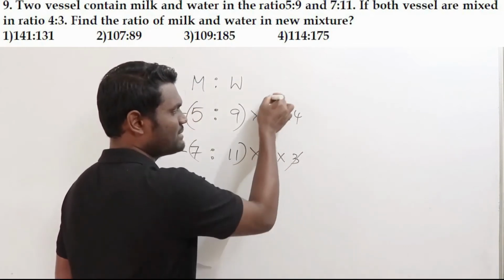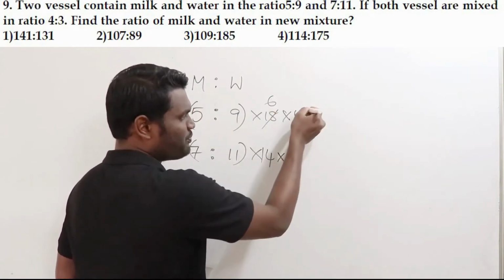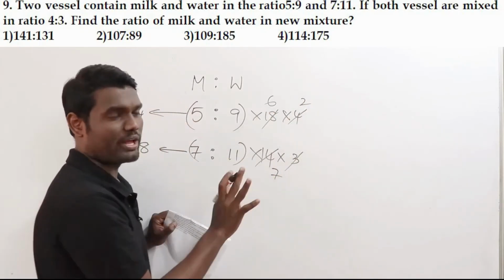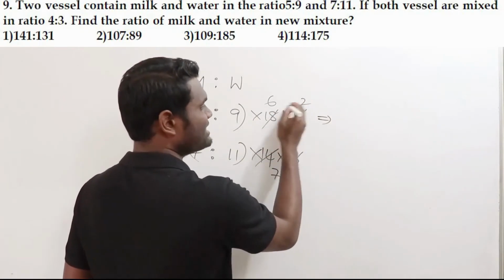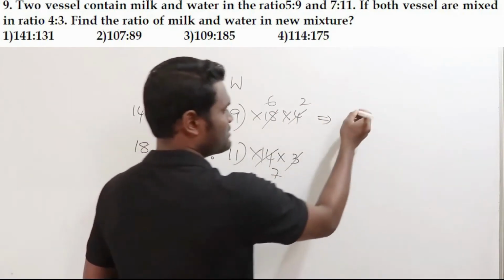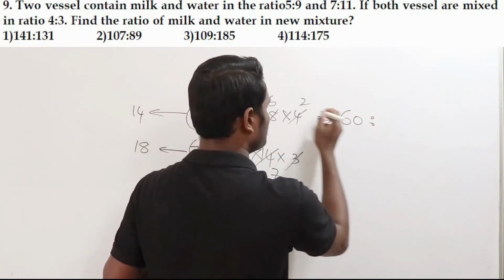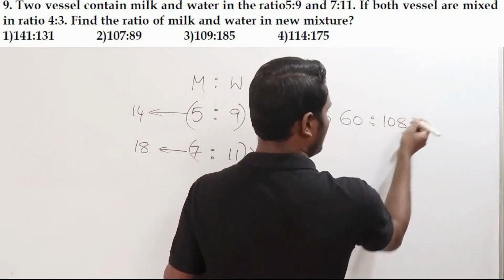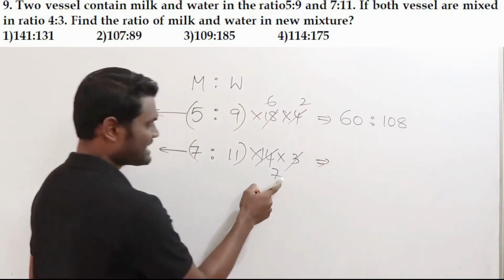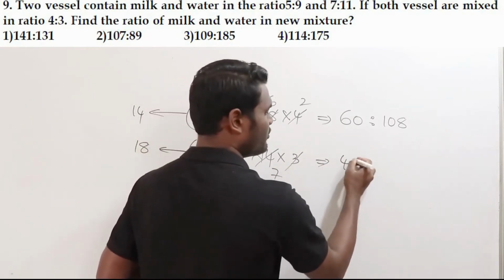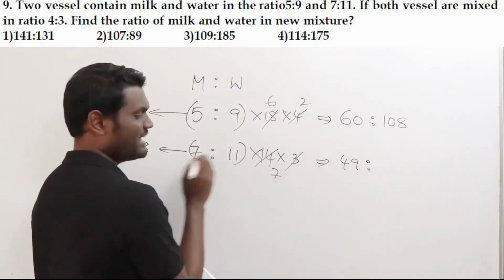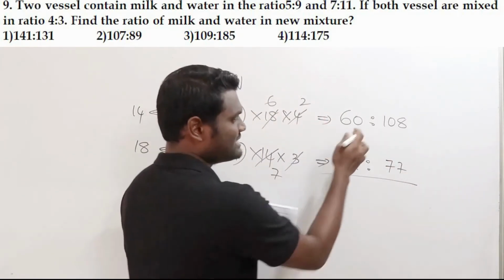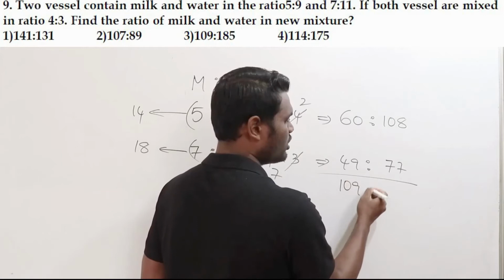Now what happened? 3 6 times, this will be 18. And next, 2 goes over here 2 times and 2 goes over here 7 times and no more cancellations. So when you calculate 6 into 2, 12. 12 5 times, this will be 60 ratio. 12 into 9, this will be 108. In the similar way, 7 into 7, this will be 49. Next 7 into 11, this will be 77.